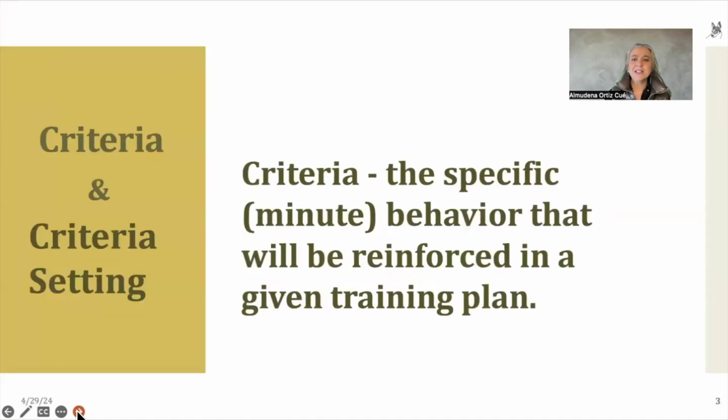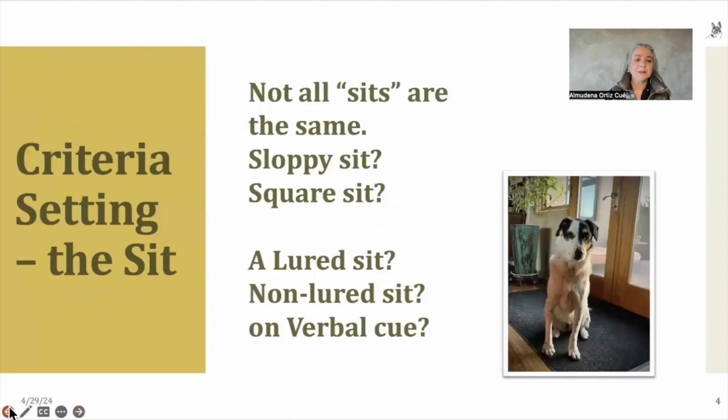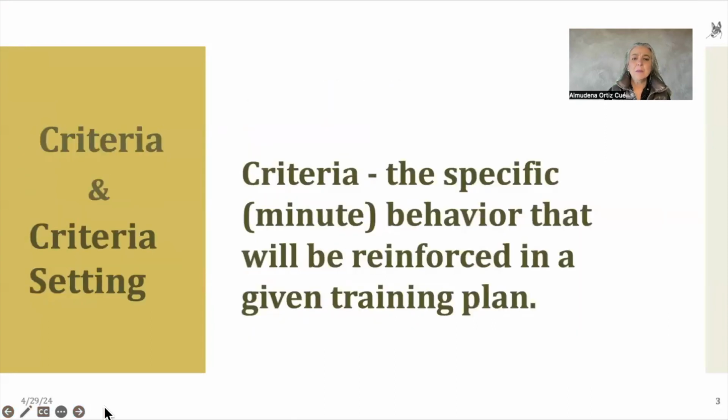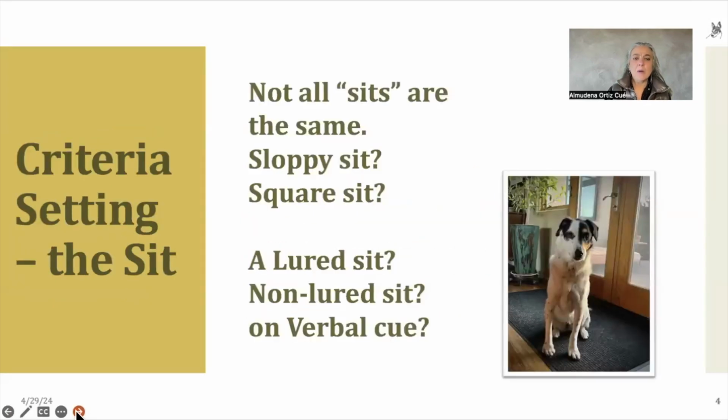So let's look at what criteria means. Criteria is the specific minute behavior that will be reinforced in a given training plan. What am I going to be paying the dog for? Now, let's take, for example, a sit. One could argue, well, a sit is a sit is a sit. Actually, it is not. First, we need to define what we mean by sit. So I'm going to say that sit is the dog placing its rear end on the ground. That is a basic definition of a sit.